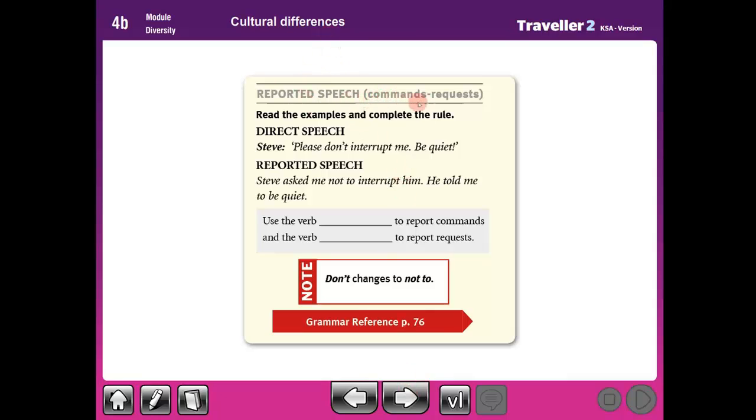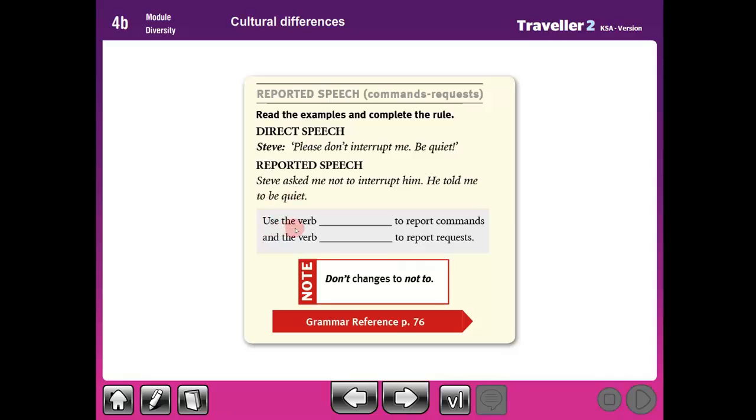Reported speech, commands and requests. Read the examples and complete the rule. Direct speech, Steve, please don't interrupt me. Be quiet. Reported speech will be Steve asked me not to interrupt him. He told me to be quiet. If we have negative, we use not to. If we have affirmative commands, we use to.